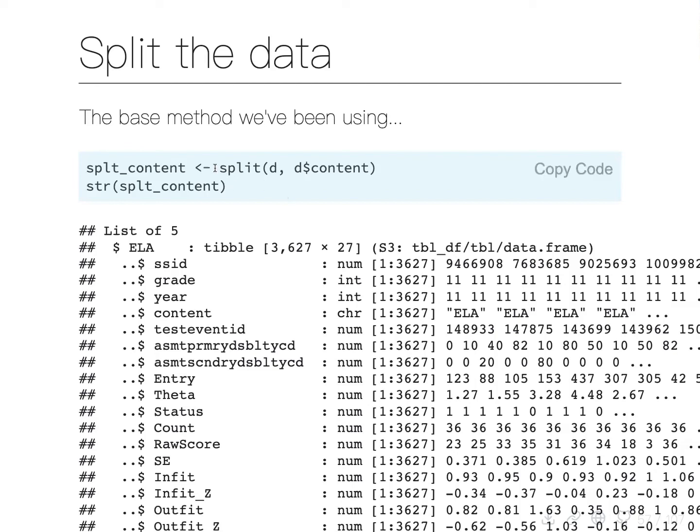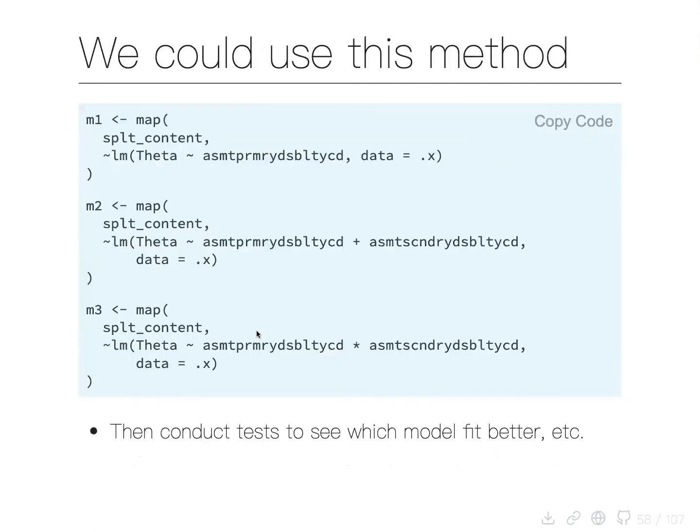Okay, so I first could split the data by content area, and it looks like this. Then we could go about fitting our models like this, where I'm saying map through split content and apply this model, map through split content and apply this model, map through split content and apply this model, right? And we get M1, M2, M3. Then we could do our tests to see which fit better, et cetera.